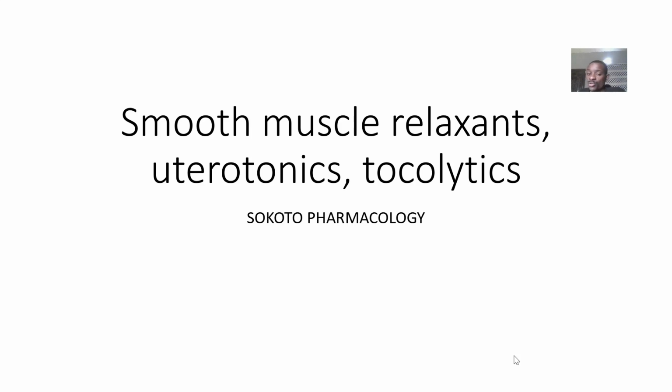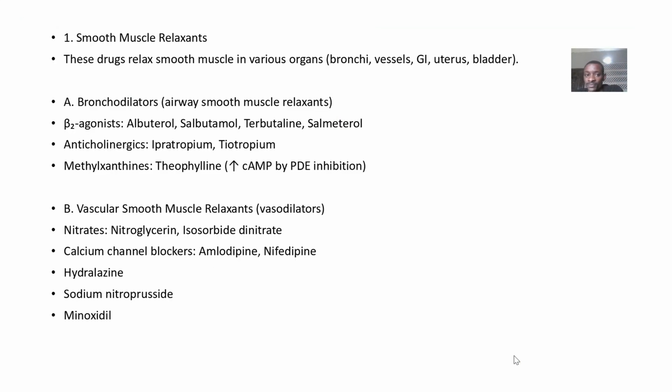So in this lecture we are looking at three categories of drugs. We are looking at drugs that are smooth muscle relaxants, drugs that are uterotonics, and drugs that are tocolytics. It's just to list examples of drugs that fall under these categories, and briefly state what they do to the body. For the pharmacology of those drugs, we'll have lectures later on which we'll discuss.